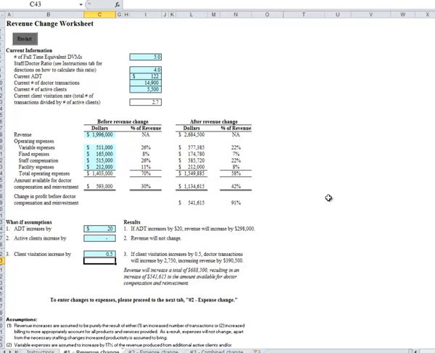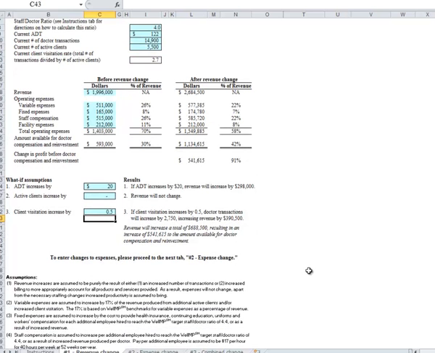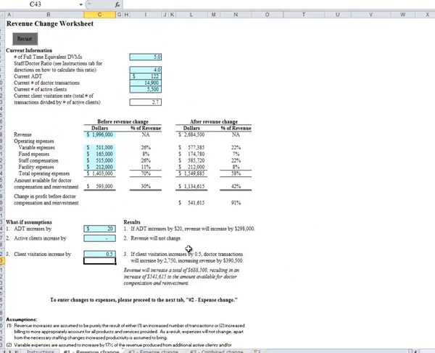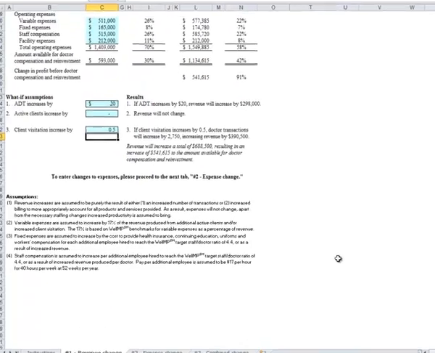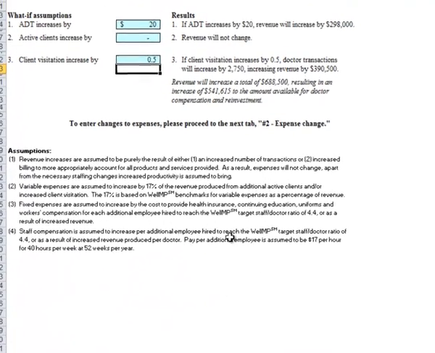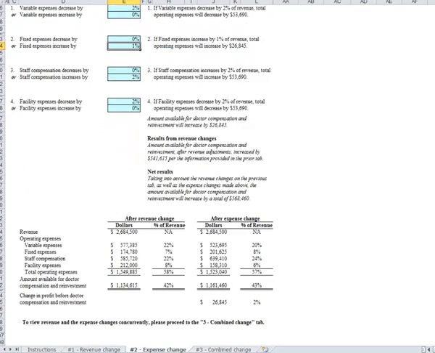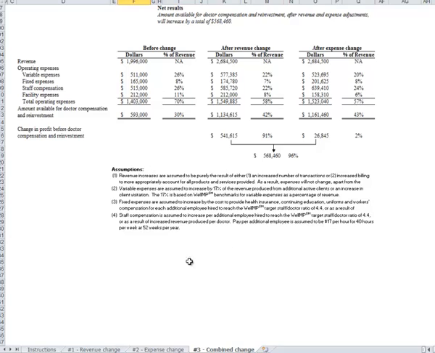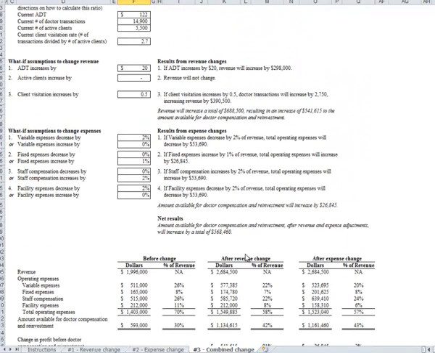Again, you could easily do this manually, but if you want to go through very many what-if scenarios, it really becomes cumbersome. And it's not always easy to determine, well, gosh, if my client visitation goes up, how does that impact my inventory cost? Or how does that impact my staff compensation? So we've really built those calculations into the program, and the assumptions that we used are listed at the bottom of the first and the third worksheets. So this is, again, we call this our revenue and expense change worksheet.